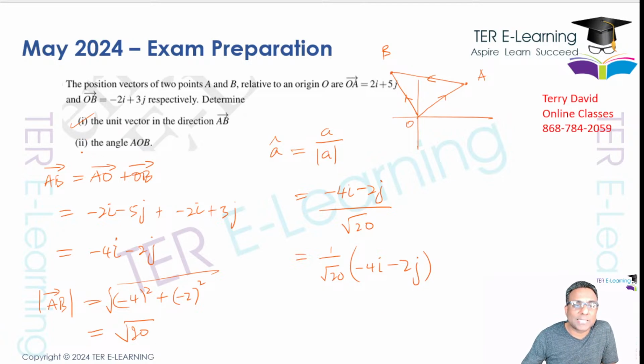So that's part 1. Part 2, they tend to bring this very often, to work out the angle between two vectors. So this here is the angle that we're looking for. Let's call it theta.